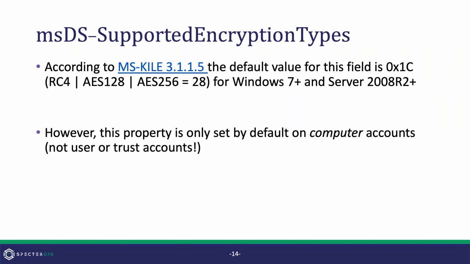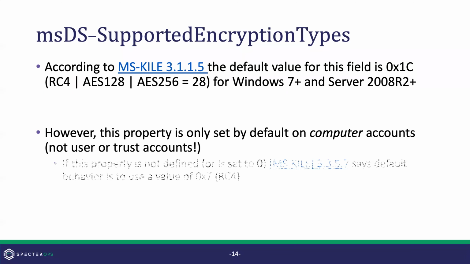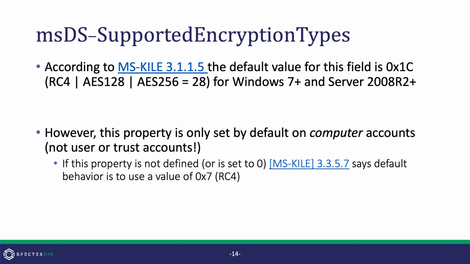However, this property is only set by default on computer accounts. It is not set on user or domain trust accounts by default. So if this property isn't defined, or if it's set to 0, MS-KILE says that the default behavior is to use the value of hex 7, which is RC4. So what this means collectively is that service tickets for SPNs that are backed by computer accounts will use AES-256 tickets by default. But for user and trust accounts in a realm, like trust accounts, or user-backed SPNs, will use RC4 by default.